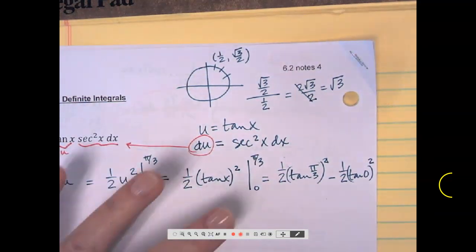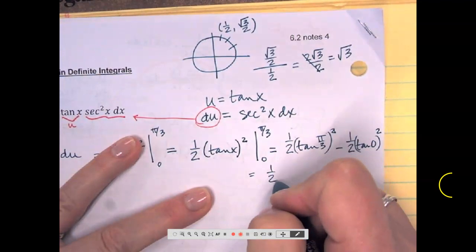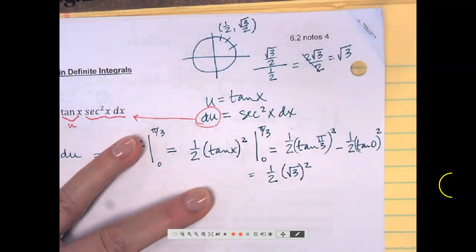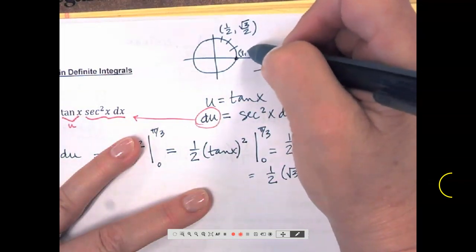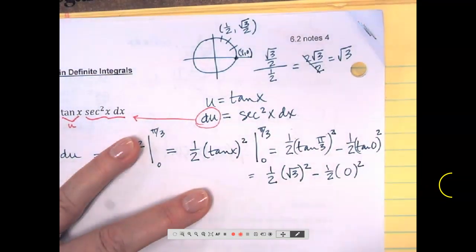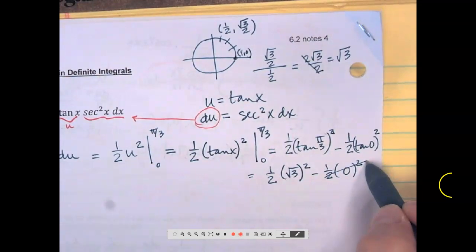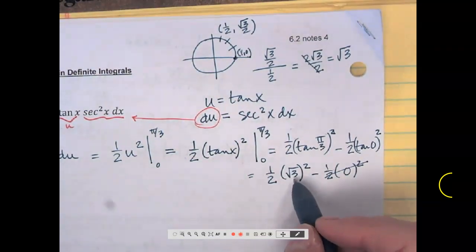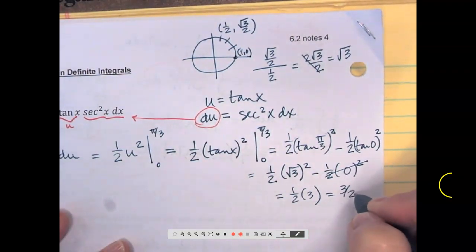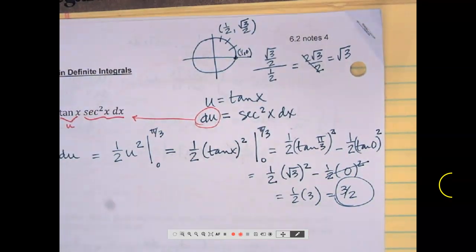Okay, so let's come back down here. 1/2 tangent of pi over 3 is square root of 3 squared, minus 1/2 tangent of 0. 0 is right here. That ordered pair is 1, 0. If I do y divided by x, I get 0 squared. Okay, all that's 0. Square root of 3 squared is just 3. And then you should get 1.5, 1/2 times 3, 3 over 2, or 1.5. This is the area under that curve between those two values.